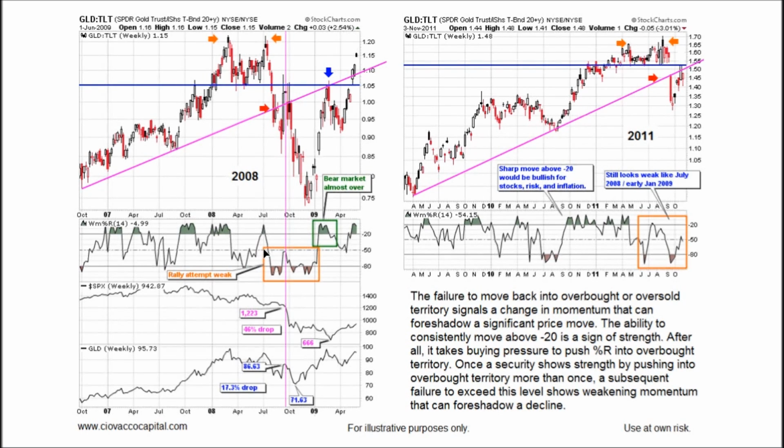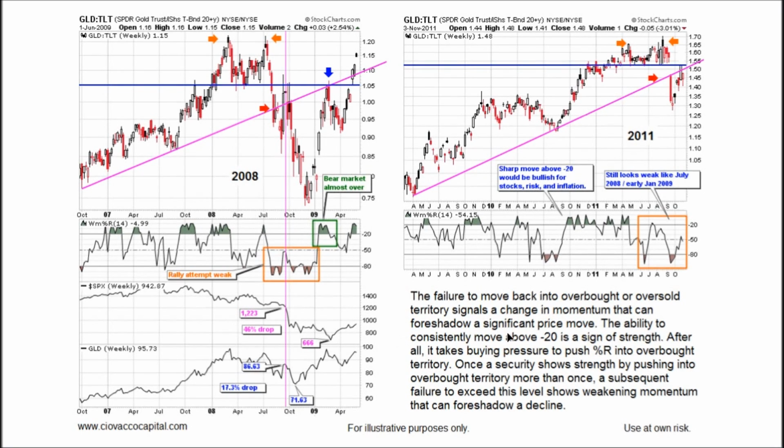If you look here, here's the similarity that's got us spooked a little bit. If you look at this indicator, this is Williams percent R. It's basically a momentum indicator. Notice when the bear market was still going on, this indicator was hesitant and weak. Let's go through this right here. This is Williams percent R. It says the failure to move back into overbought or oversold territory signals a change in momentum. So overbought territory is above negative 20, and oversold territory is below negative 80.